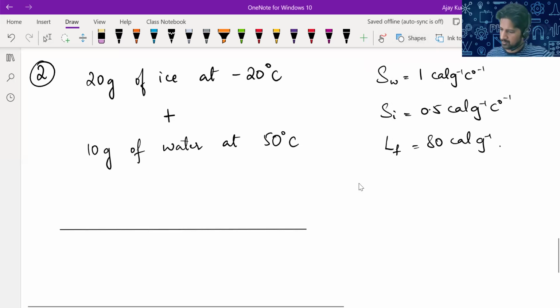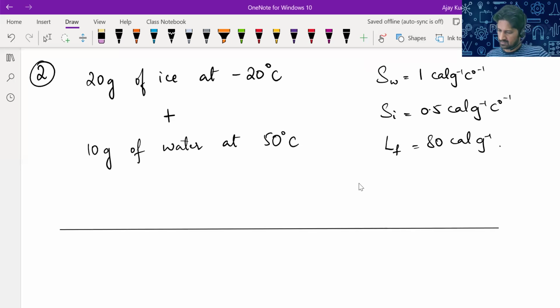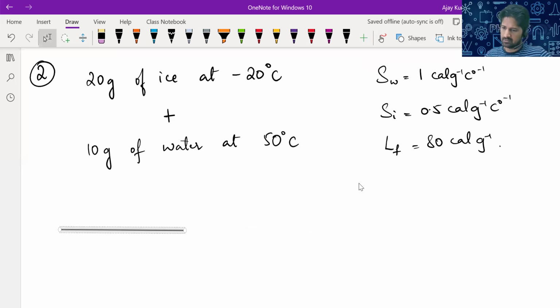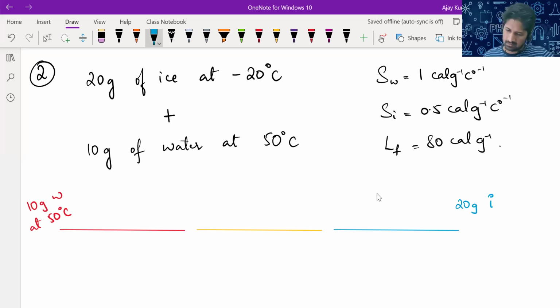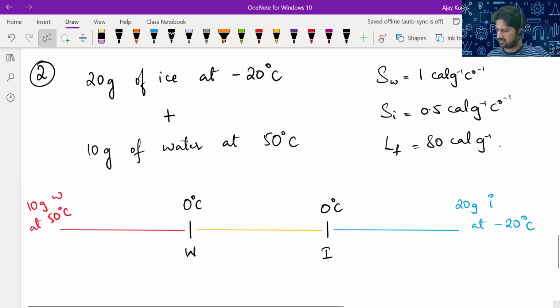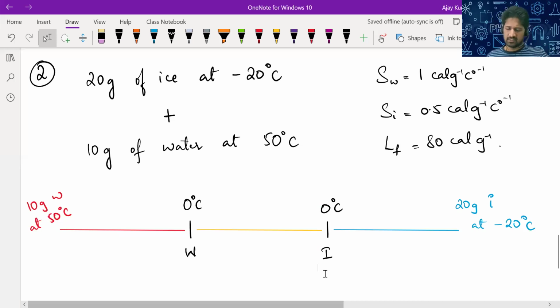Fine, let's use the same approach. Water conversion, ice conversion. In between, a state change is also possible. Okay. So 10 grams of water at 50 degrees C starts from here. On the other hand, 20 grams of ice at minus 20 degrees C. This is the common temperature of 0. On this side is the water stage, this side is the ice stage. We'll see who will reach there first.